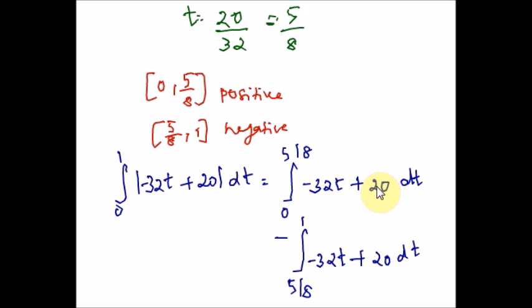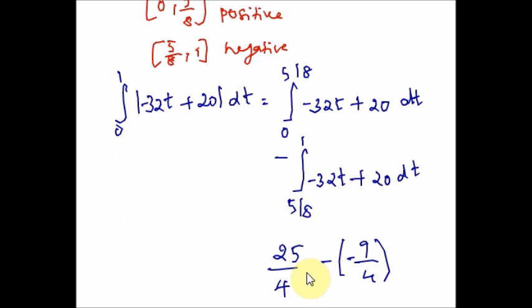So applying the limits, I get 25 over 4 minus negative 9 over 4. Since the denominators are the same, it will be easy for you to do the fractional calculation. So this is just fractional addition. Just add the numerators and divide by 4. So I'm getting 9 as the final answer here. So the total distance traveled over 0 to 1 is 9 feet. That's it for this example.